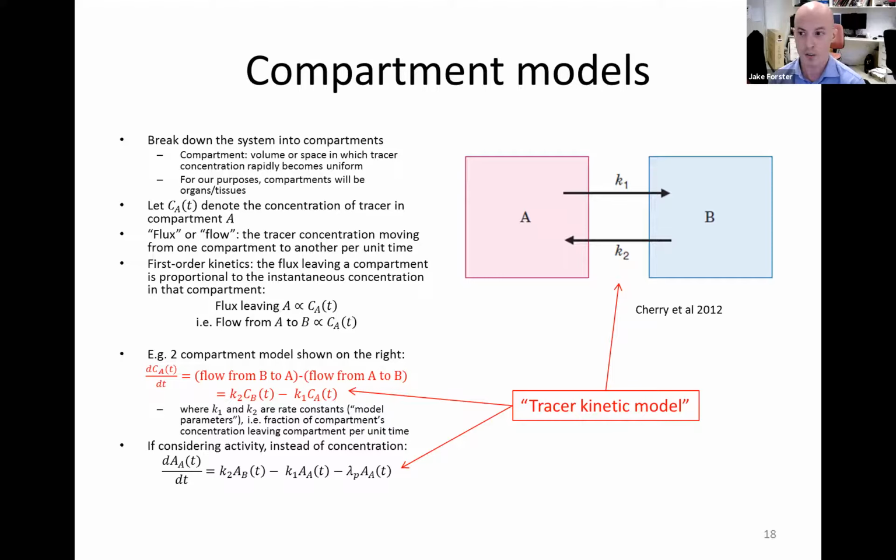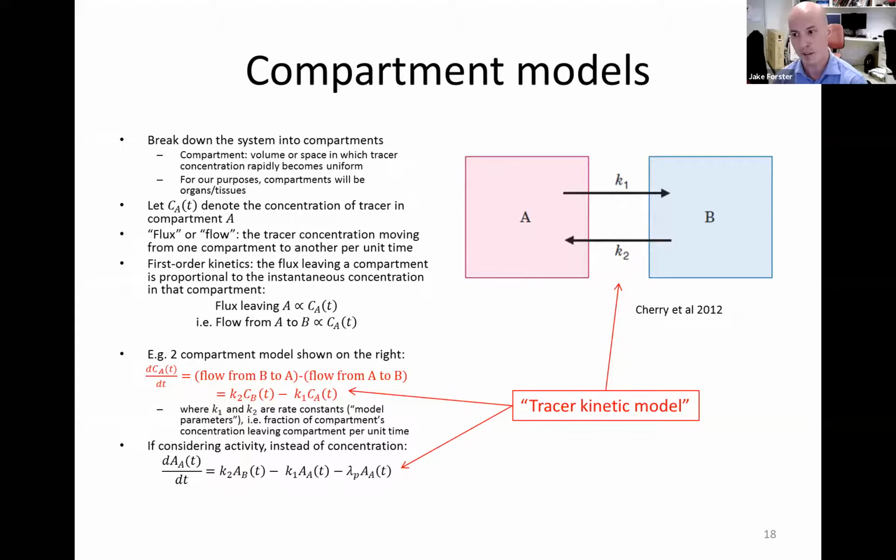We're going to define the flux, or the flow, to be the tracer concentration that's moving from one compartment to another per unit time. Generally, we'll just consider what's called first order kinetics. In first order kinetics, the flux that leaves a compartment is proportional to the instantaneous concentration in that compartment. For example, the flux leaving compartment A will just be proportional to the concentration in compartment A at that time. Or if you like, the flow from compartment A to compartment B is only proportional to the concentration in compartment A.